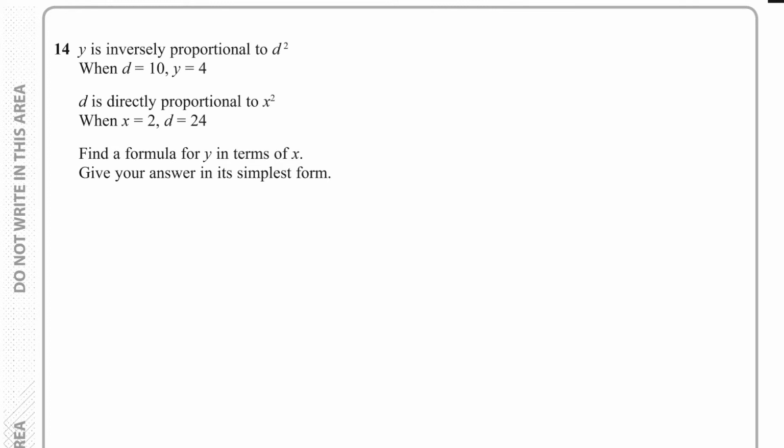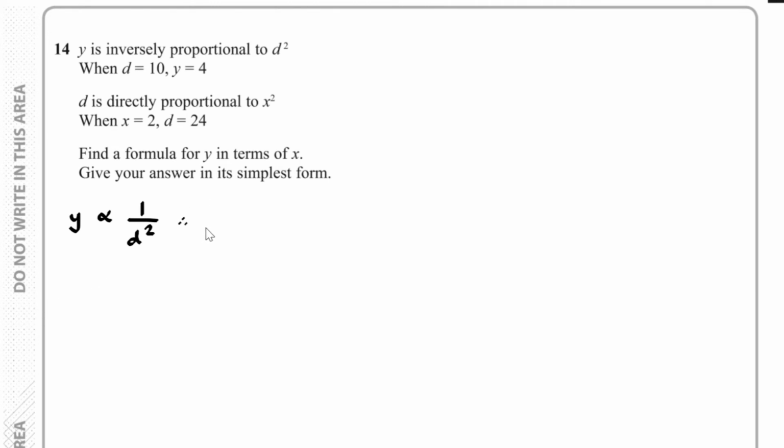Question number 14. y is inversely proportional to d squared. When d is 10, y is 4. d is directly proportional to x squared. When x is 2, d is 24, and we have to find a formula for y in terms of x. Give your answer in its simplest form. Well, we have y, which is proportional to 1 over d squared. In other words, it's inversely proportional to d squared.